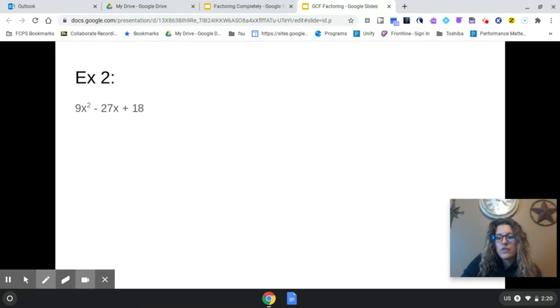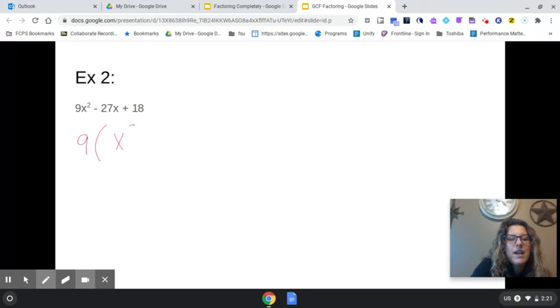So let's just focus on the numbers. We have 9, 27, and 18. 9 will divide into all of these evenly. So I'm going to pull out a 9 as my GCF. 9 times what will give me 9x squared? X squared. So 9 times x squared gives me that 9x squared.